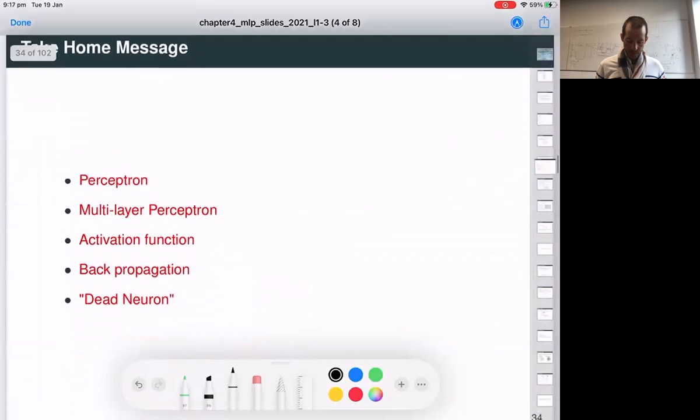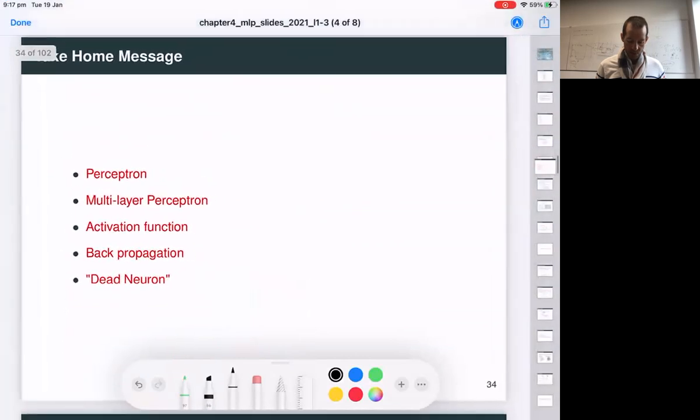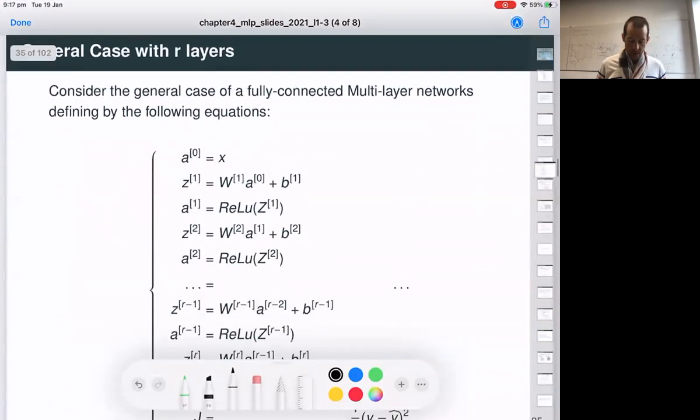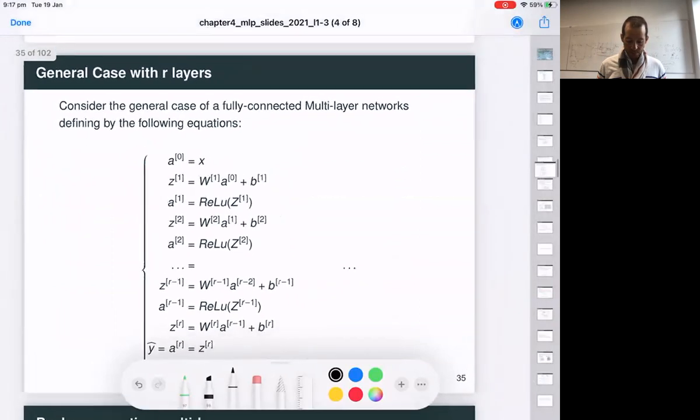Okay. Take-home message. So it was the first lecture. So try tomorrow to write what for you is the perceptron, the multi-layer perceptron. What is for you the meaning of activation function? Try to tell yourself, I know this activation function, how is the derivative, and so on. Think about the backpropagation and what is the meaning of dead neuron. Okay, now we're going further.